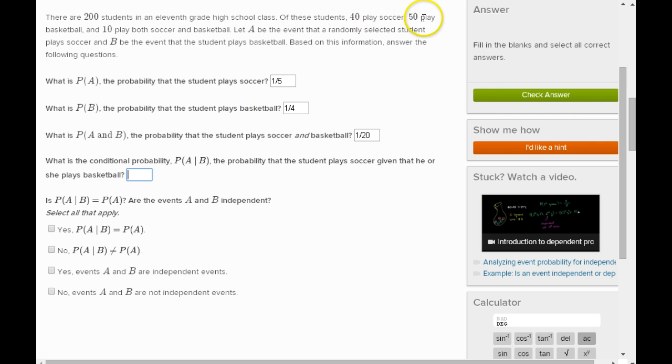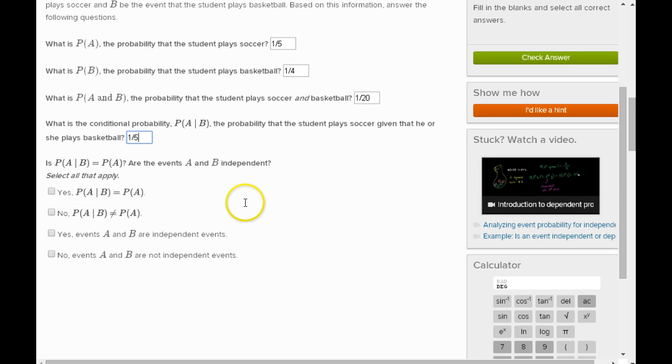Well, we would say out of all the basketball players, there were 10 that played soccer, so it would be 1 over 5. 1 out of 5. Oops, I put 8, 5. There we go. That means out of the 50 that play basketball, 10 play soccer. So that'd be 1 over 5. So now, are they independent?